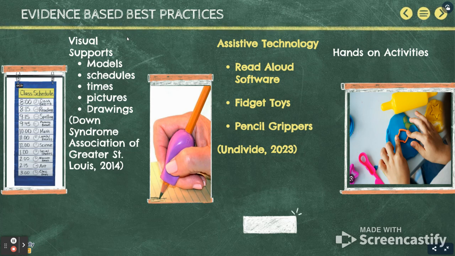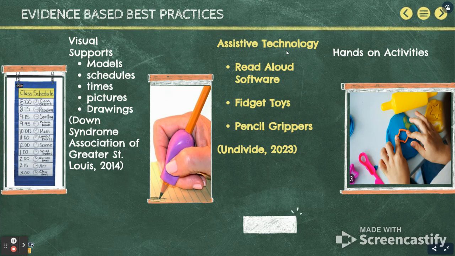Next, we have assistive technology, which is basically any device that helps people with disabilities work around their challenges. One example of assistive technology is a software that reads text aloud to the child because, as we know, students with Down syndrome tend to struggle with reading and comprehension.